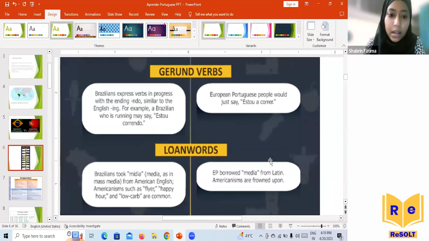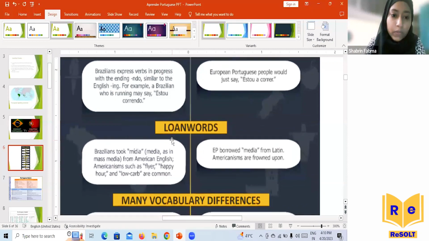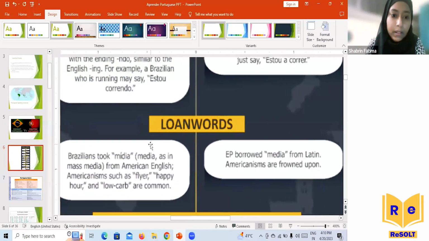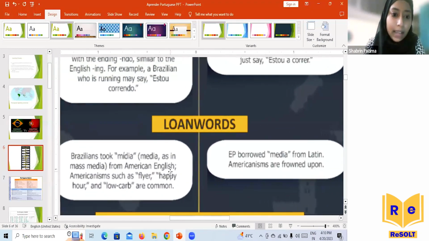Then we have loan words. What are the loan words? Brazilians took media, as in mass media, from American English. Americanisms such as flyer, happy hour and low carb are common in Brazilian Portuguese. So they take these things from American English, whereas European Portuguese borrowed media from Latin. Americanisms are frowned upon. This is the difference.